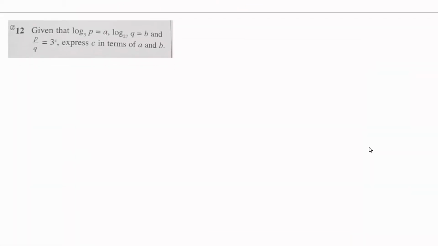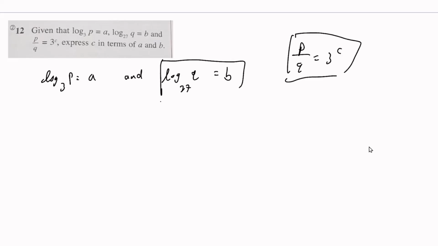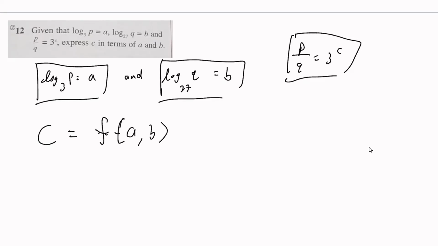Let's continue. So this is question 12. Given that log p base 3 equals a and log q base 27 equals b, and p over q equals 3 power c, express c in terms of a and b. C equals something, a function of a and b. This is a function notation you probably never see before, but not so important. Just rewrite it in terms of a and b.